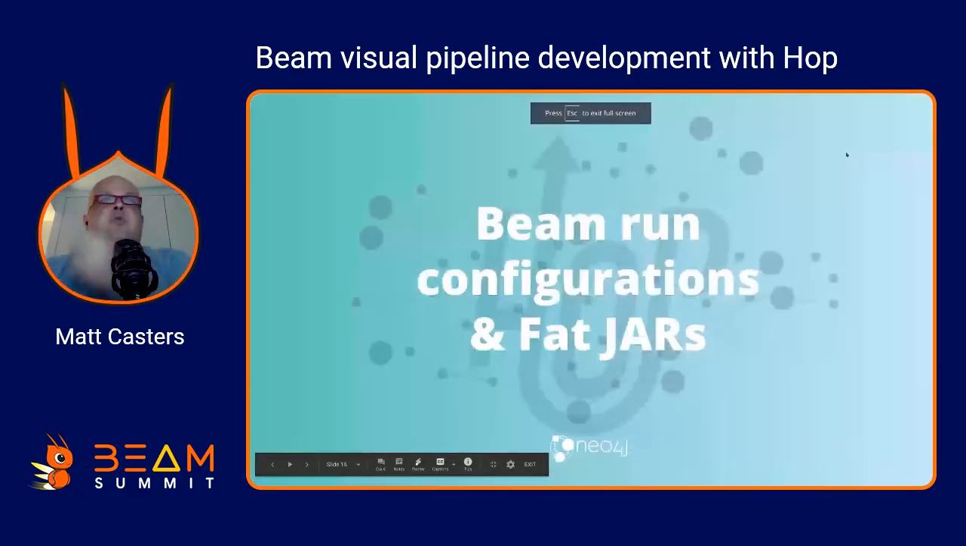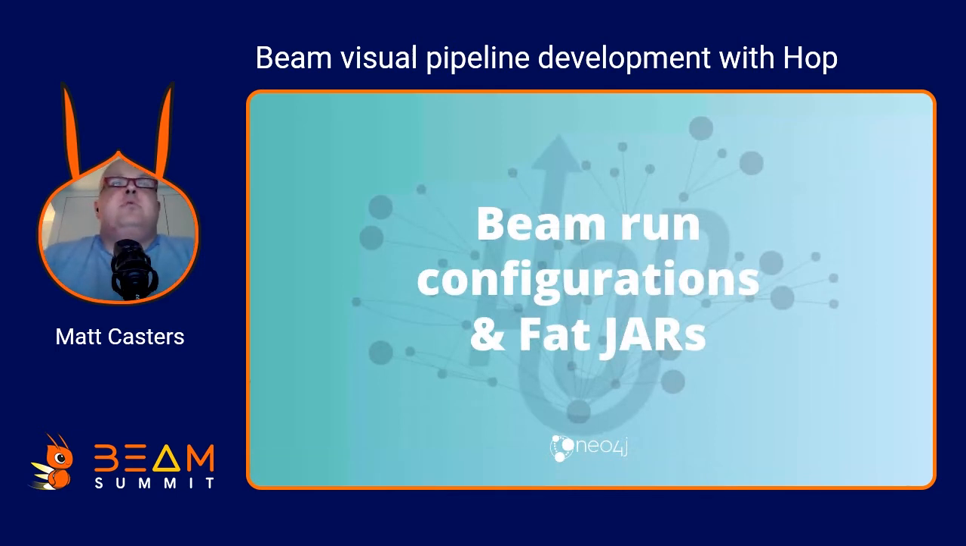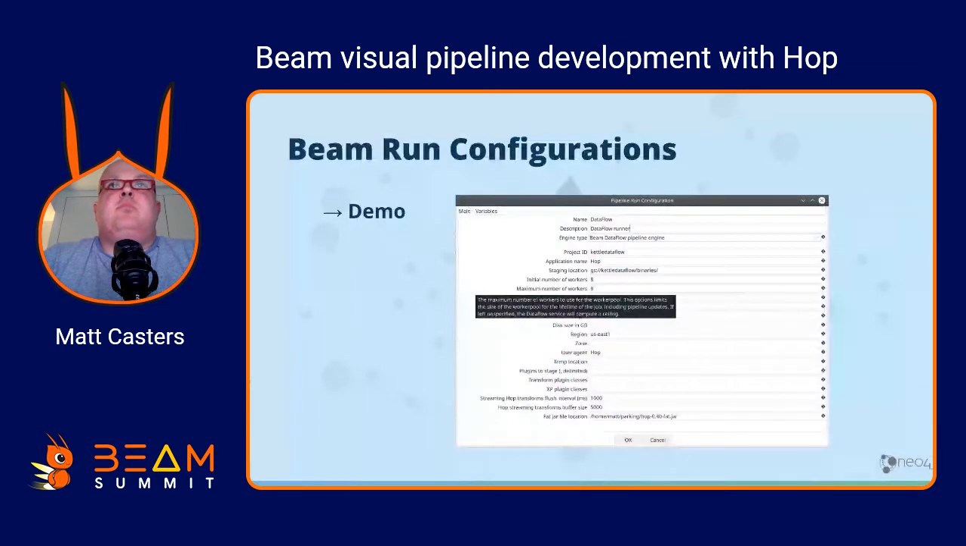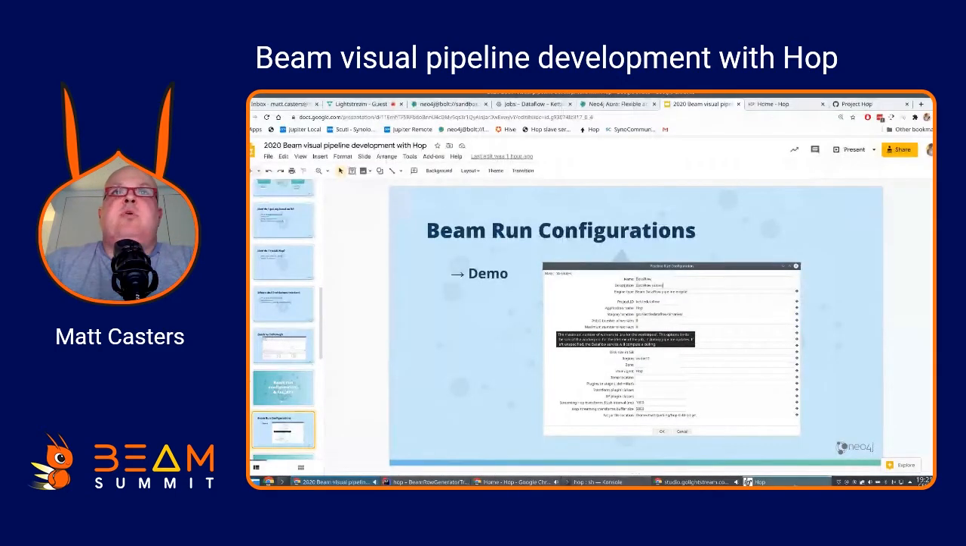All right. So the first thing I wanted to show you is, based off of this standard Hop GUI, how can we build Beam run configurations? How can we set the pipeline properties for, in this case, the Dataflow runner? And let me just jump straight into it.